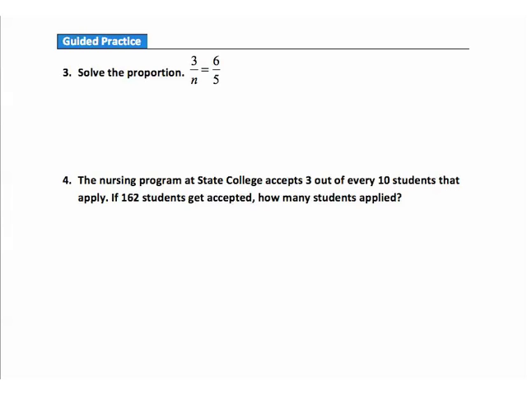Question 3. Solve this proportion. Well, you can see that we have the variable n in the denominator on the left side. So we're going to need to flip both sides of this proportion. So that's going to give us n over 3 on the left and 5 over 6 on the right.